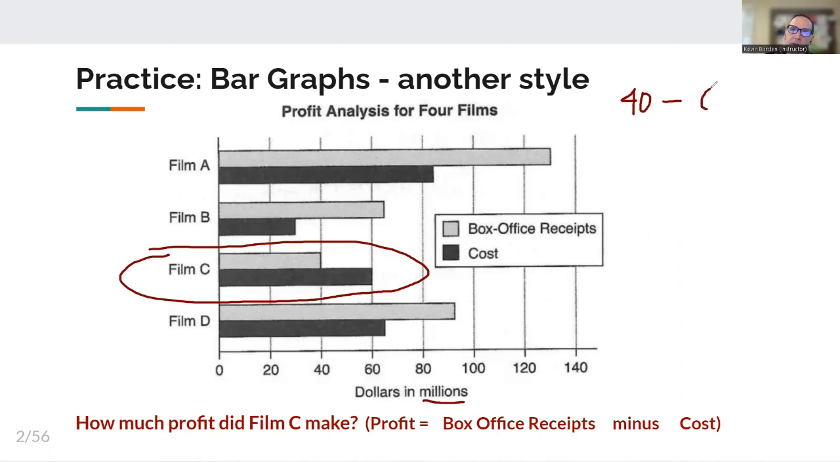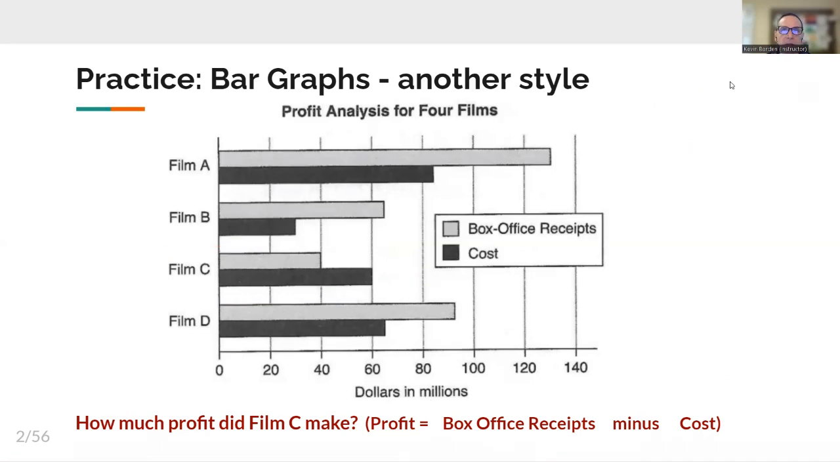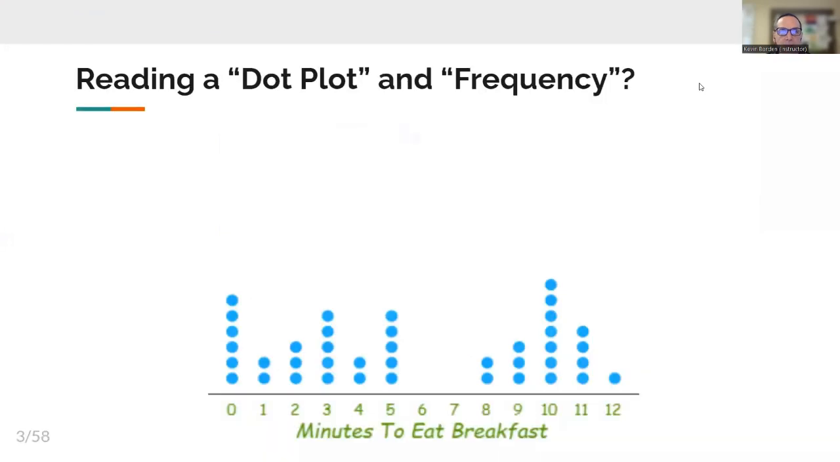Well, this doesn't look good. They only had income of $40 million. They spent $60 million. If you do that subtraction, you are going to get negative $20 million, which means they lost money on this movie. They did not make any money. In fact, they lost a lot of money on this movie. All right, hopefully that makes sense in terms of how you would interpret that kind of a chart.